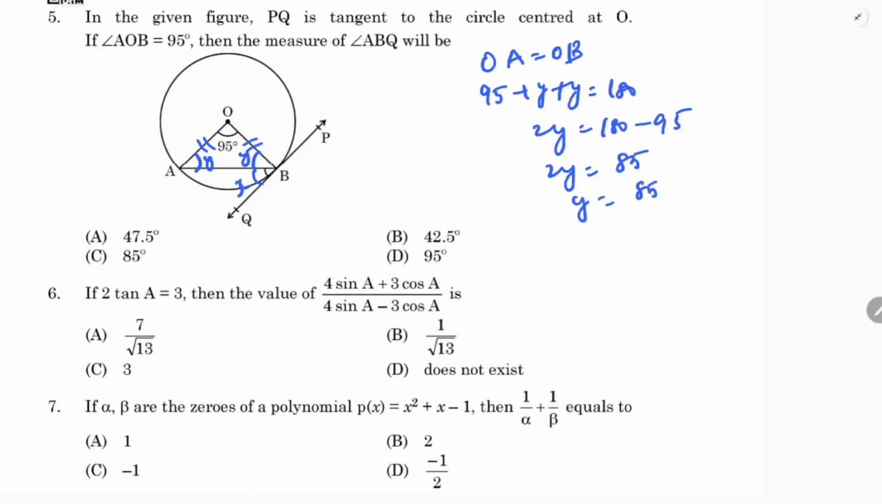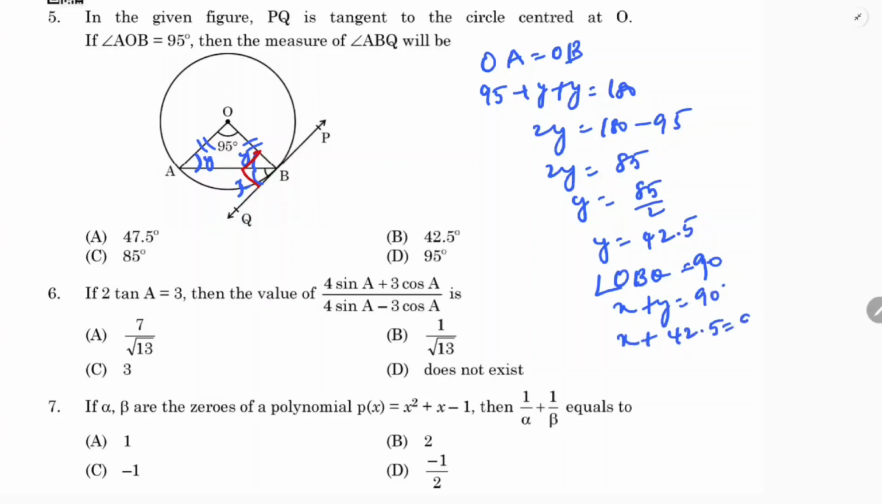So y is 85 by 2, so y is 42.5. But I know that x plus y, angle OBQ, this one is 90. So OBQ is 90. So x plus y is 90 degrees. So x plus y, value of y just now I got 42.5. So x equals 90 minus 42.5. So x is 47.5 degrees. So the correct option is A.